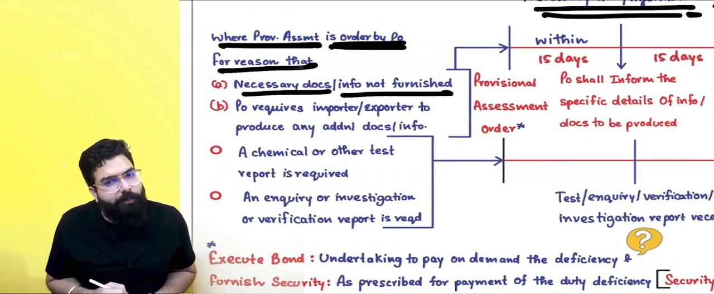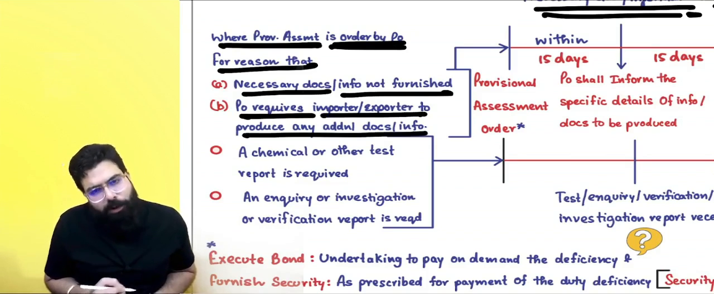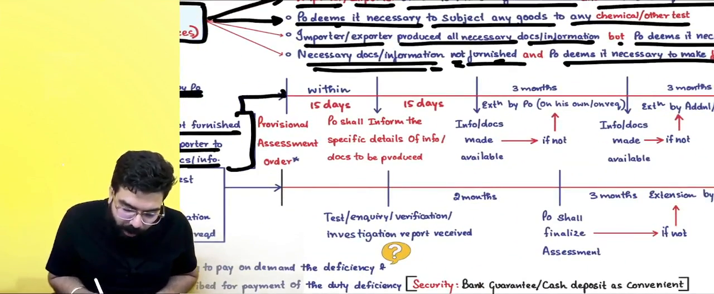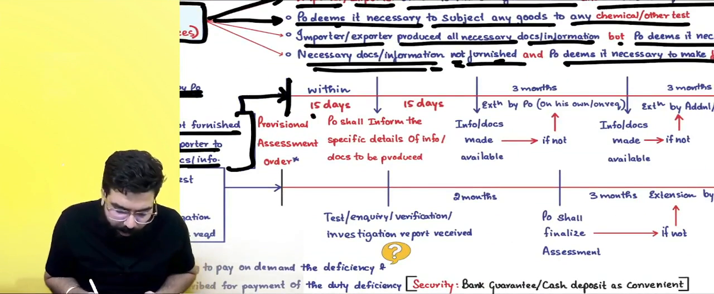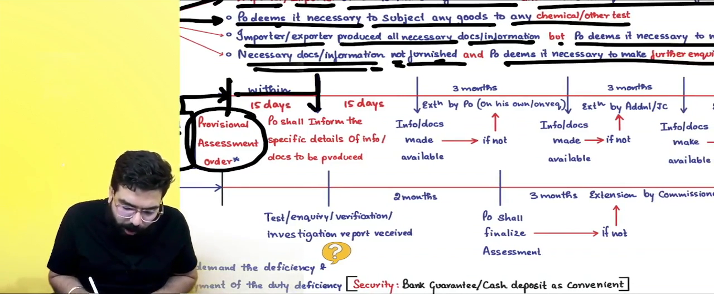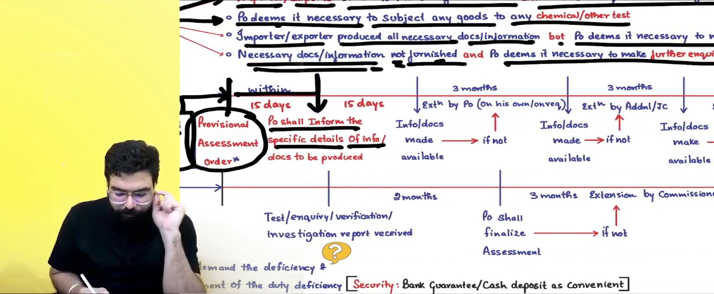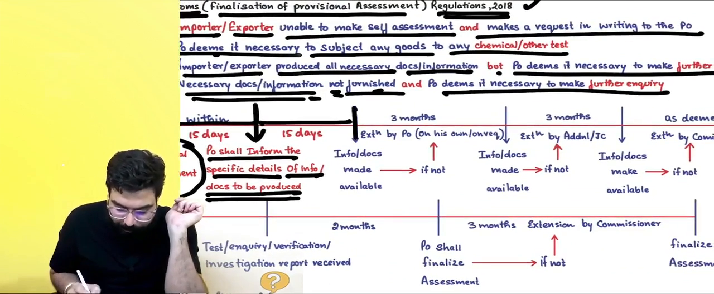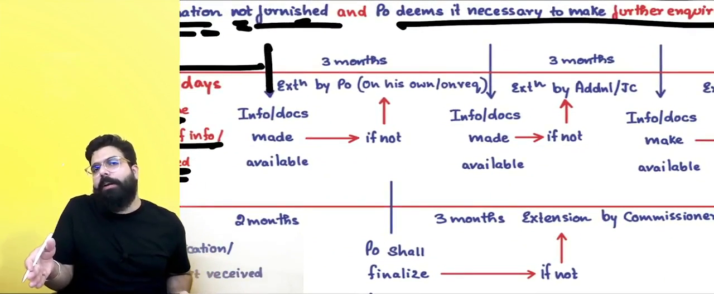So, sir, where provisional assessment was ordered by the proper officer for the reason that necessary documents or information were not furnished by you, or the proper officer requires the importer or exporter to produce additional documents or information, then in these two scenarios, you can tell him, sir, please do the provisional assessment. He will give you a provisional assessment order and then tell you what additional documents he requires. Within 15 days, the PO shall inform the specific details of the information or documents to be produced. Now you will get 15 days time. You have to make those documents or information available to him, because temporarily he has done the provisional assessment.